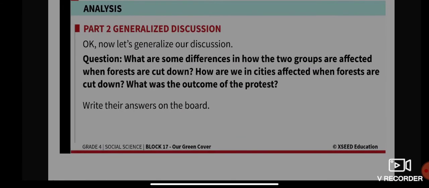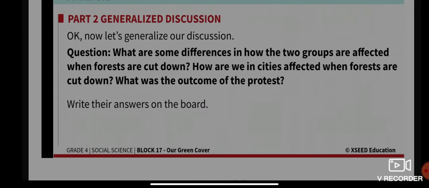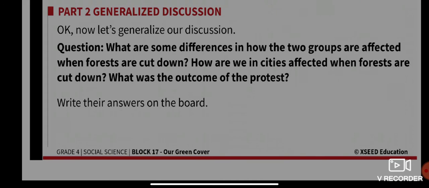Alright, now to generalize our discussion again, what are some differences in how the two groups are affected when forests are cut down, and how are we in cities affected when forests are cut down? What was the outcome of the protest? So the protest was carried out by the women, right? So what was the outcome of the protest? And what are some of the differences in how the two groups, that is the men and women, are affected when forests are cut down? And how are we in cities affected when forests are cut down?